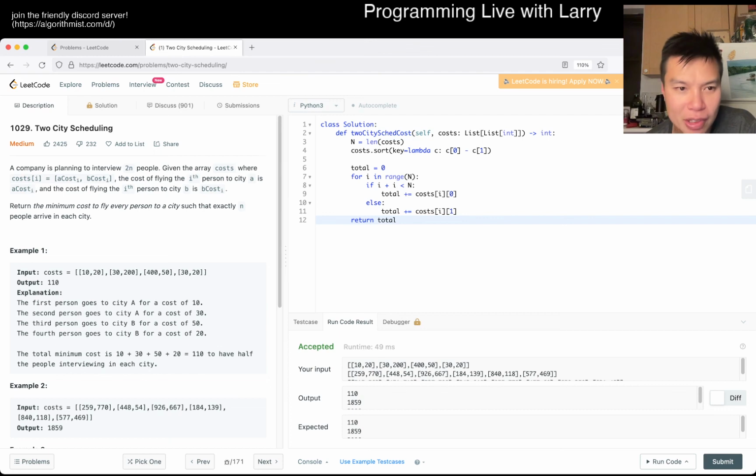Cool, 724 day streak. Space is obviously going to be O of n because of the sorting, depending on how you want to say it. You shouldn't sort the input of your users, but yeah, so you could think of this as making a copy in my head. But yeah, okay, that's all I have for this one.